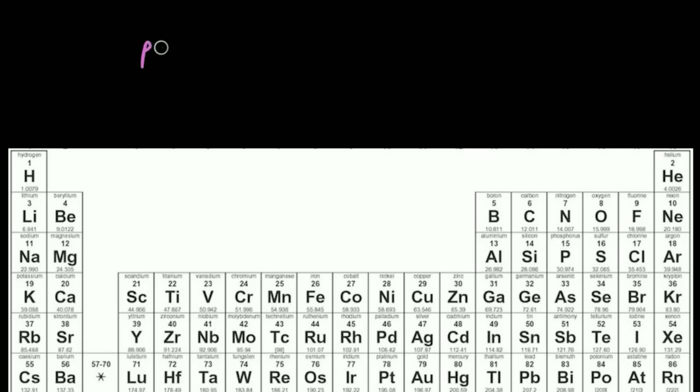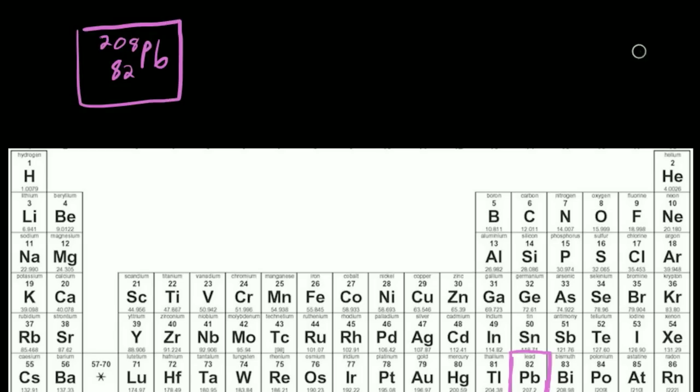So this is going to be lead, Pb, and that has an atomic number of 82, and it is right down here. And the isotope we have got is lead 208. So this is our isotope. Let's start out with how many protons. Protons, we have got 82. It's the same as the atomic number.